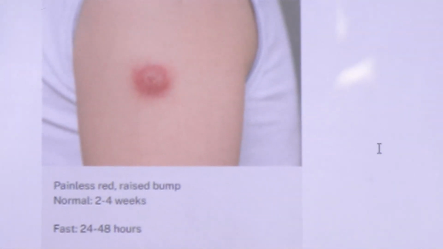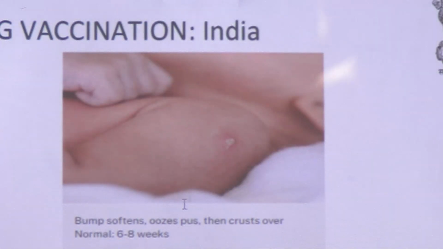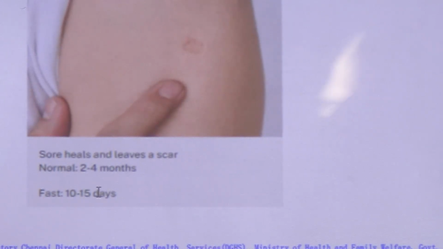Now let us look at the normal reaction. After the vaccination, we will find this kind of manifestation about 24 to 48 hours, that is 1 to 2 days. After that, about 5 to 7 days, the inflammation decreases, but we can see formation of pus and crust over the area. Then about 10 to 15 days, the whole ulcer heals with formation of scar.